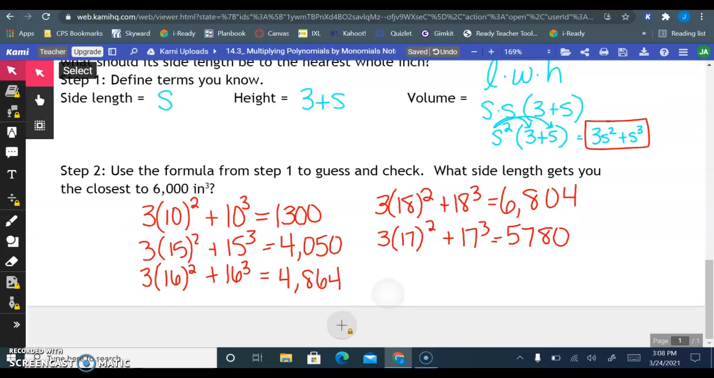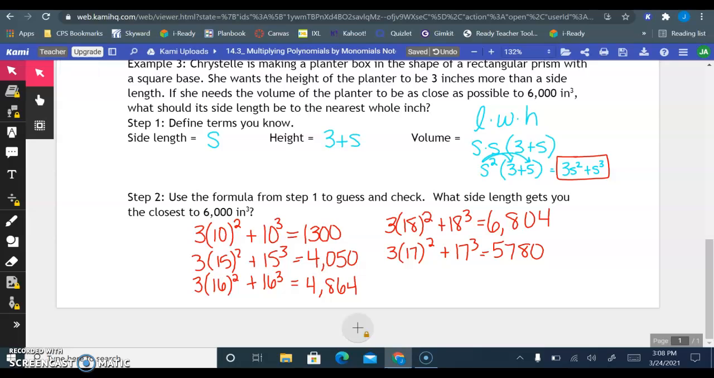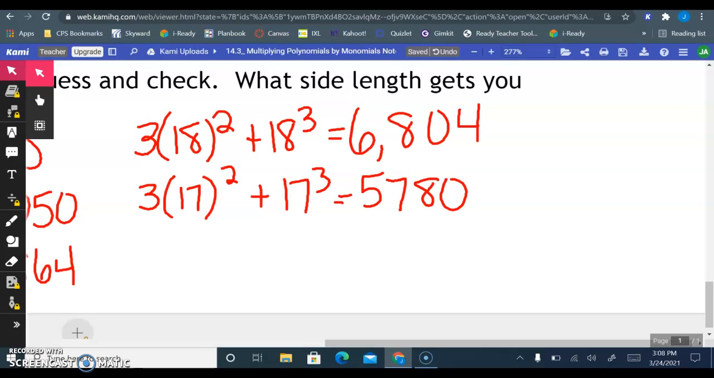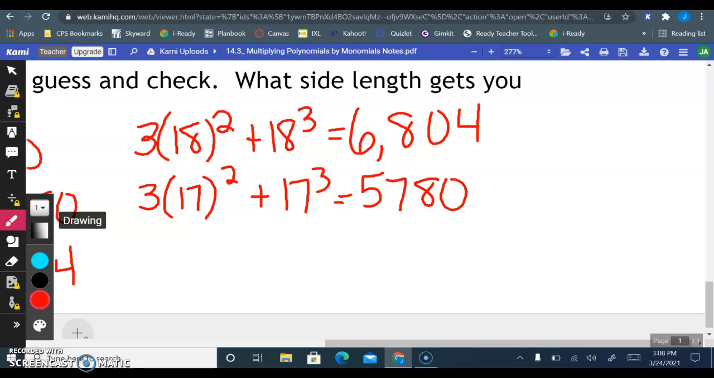5,780. So if we go back to the word problem, it says if she needs the volume of the planter to be as close as possible to 6,000 cubic inches, what should its side length be? So it's definitely either 17 or 18. We need to decide which one gets us closer to 6,000. So roughly 17, the 5,780 is roughly 200 away. And the 6,804 is about 800 away. So the 17 is definitely closer to 6,000. So the side length needs to be 17 inches.